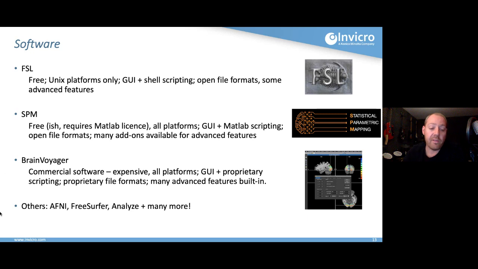And there are lots of others. AFNI is another big package, which is almost like a complete package of everything you need. But there are lots and lots of other software programs which can do specialized things that you might want to use. But these are probably the big three: FSL, SPM, and Brain Voyager, and they all do broadly the same thing. There are some, of course, differences between them, but they broadly do similar things.